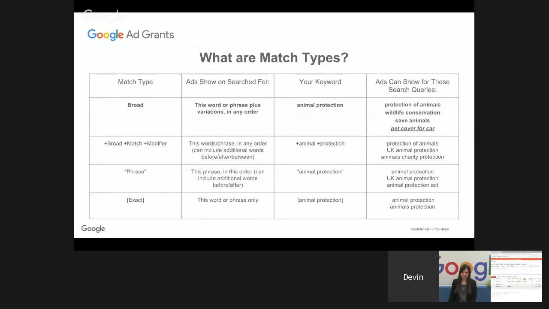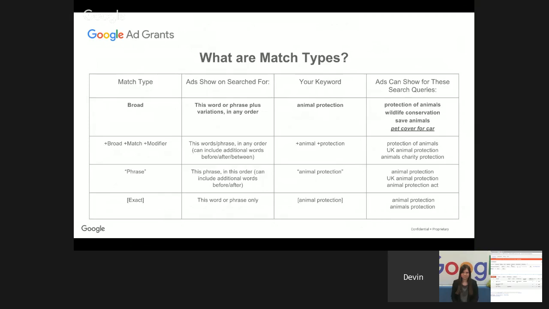If your keyword is animal protection in exact match, then your ad can only show when someone types in animal protection exactly. The issue with exact match, though, that you should keep in mind is that it can often be too limiting, and you may run the risk of blocking relevant traffic. With that said, it can work well if you see a keyword or search term performing well in one form.